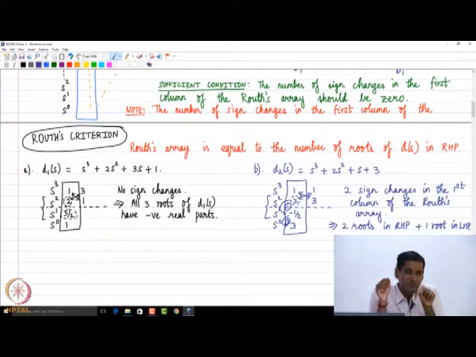If you have a root of a polynomial at the origin, the constant term is 0. Is the constant term 0 here? No, right? So that's the second line of argument. So we are ruling out the j omega axis.